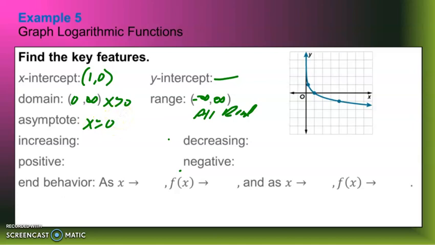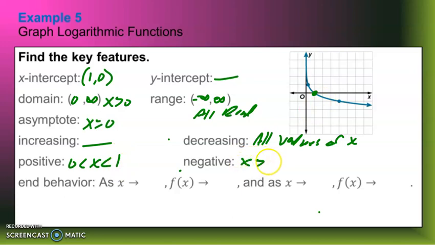It's never increasing from left to right. It's only decreasing for all values of x. Positive. When is it positive? So based on the x-intercept, it's above the x-axis when x is greater than 0, but less than 1. And it's below the x-axis when x is greater than 1.